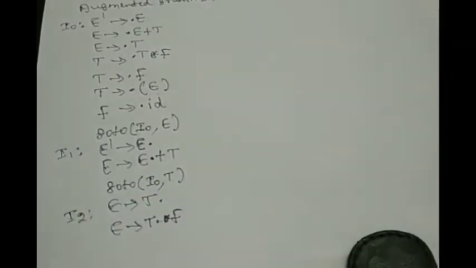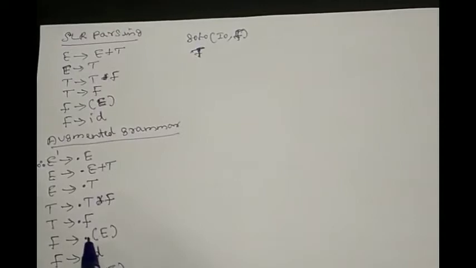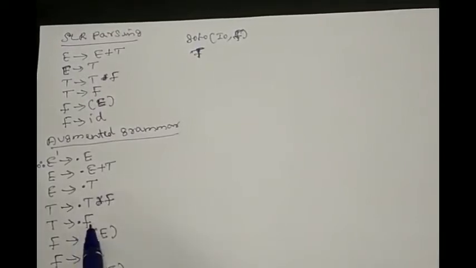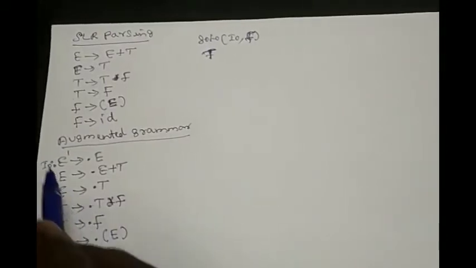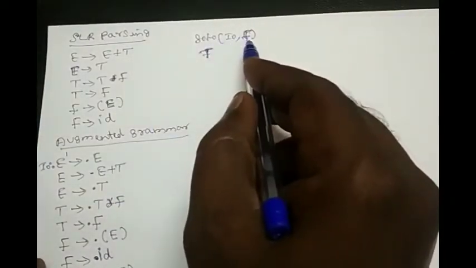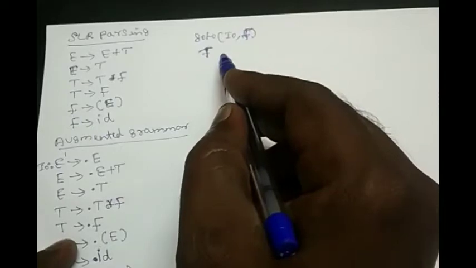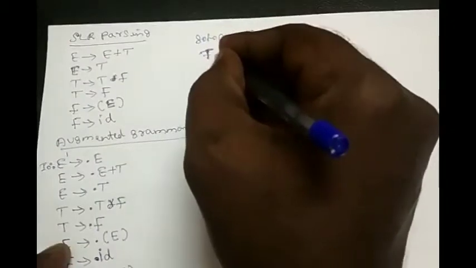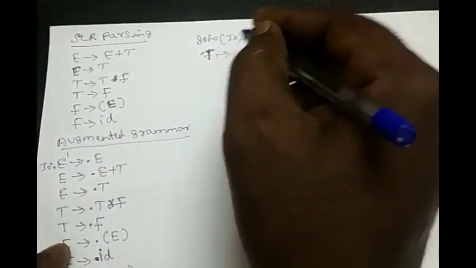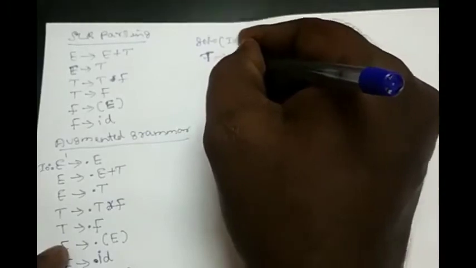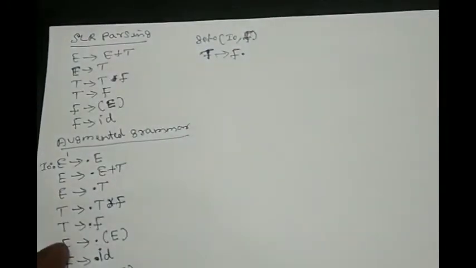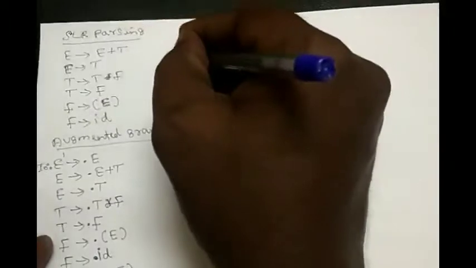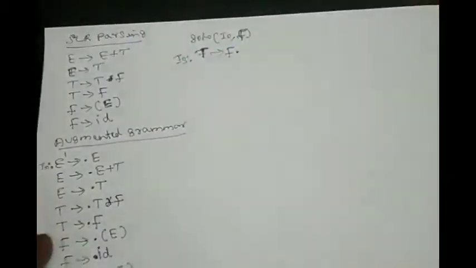Item set 2. Okay. Now when we closely observe, the dot is before F here. Now we have to process this. So this T tends to dot F is in item set 0, and we have to process this. So I'm writing goto of item set 0 comma F, because the dot is before F. So what will happen if I do this? Now this dot will be placed one step after this F. So as a result, the production T tends to dot F will become T tends to F dot. So this is a new item set. We will just name this as item set 3.